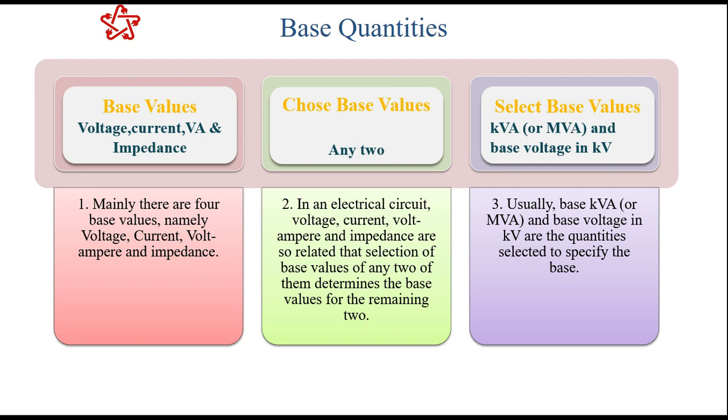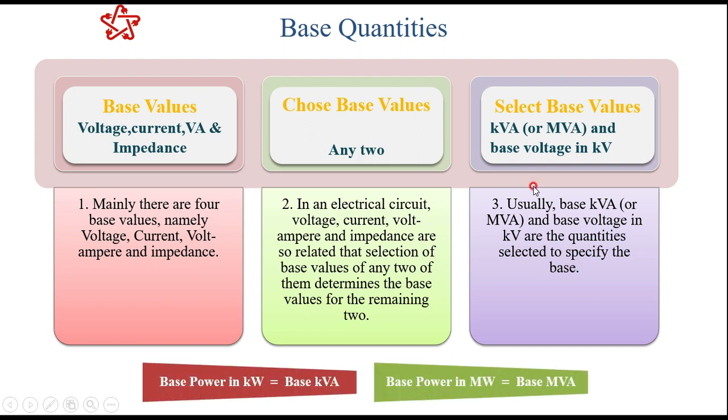Usually in the power system, the volt ampere and voltage are chosen as the base quantities. Their higher capacity values are used, that is voltage in kilovolts and volt ampere capacity measured either in kilovolt amperes or megavolt amperes. Means you are choosing kVA and kilovolts, or MVA and kilovolts, as the base quantities. Then the base current and the base impedance can be calculated from kVA and kilovolts or MVA and kilovolts.